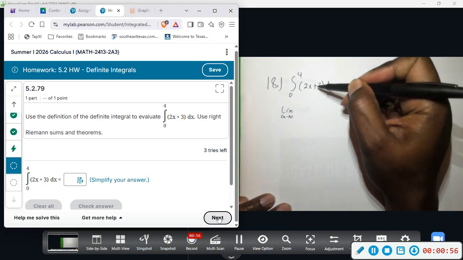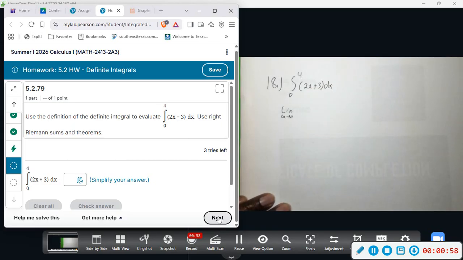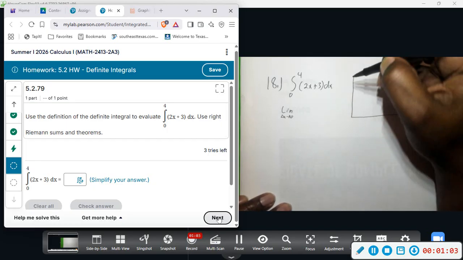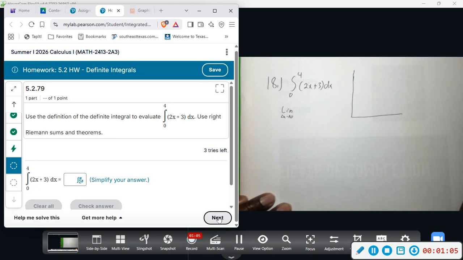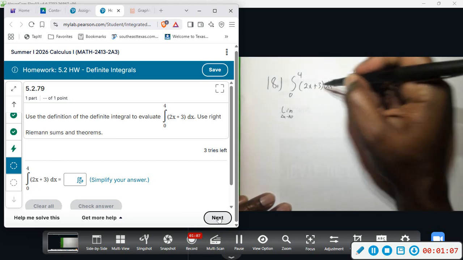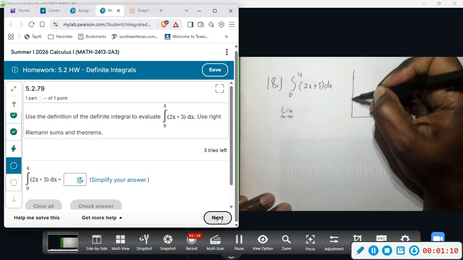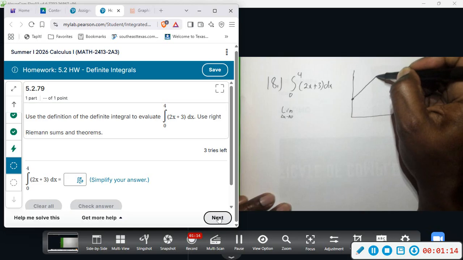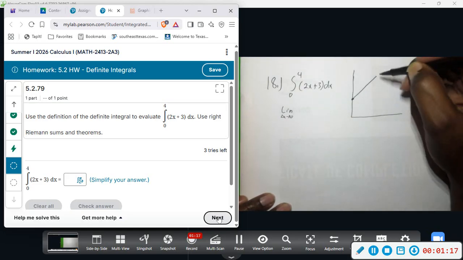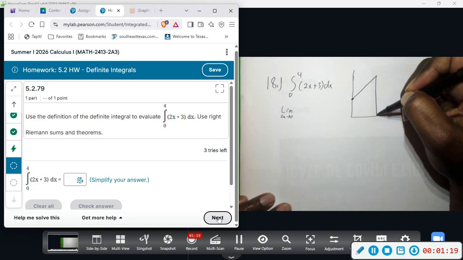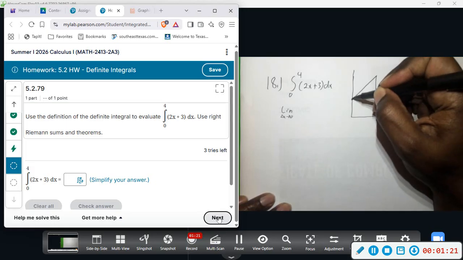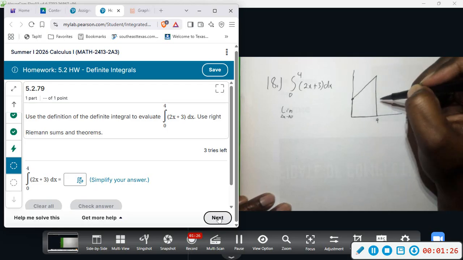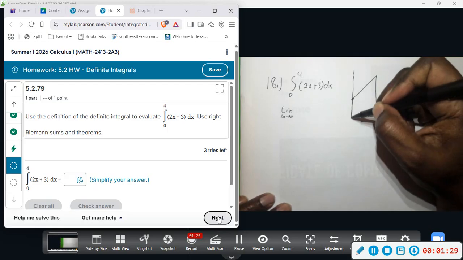Due to this being a linear function, we could solve this pretty easily with geometry, and then we can just check with the Riemann sum to verify it. So 2x plus 3, we would go up 1, 2, 3. And then we would have a positive slope going up. And so this would stop at 4. So you have this trapezoid shape. And you have base 1, base 2, and then this distance here is 4.